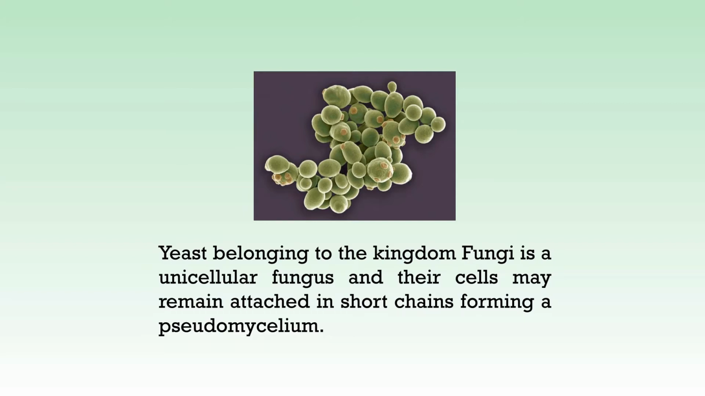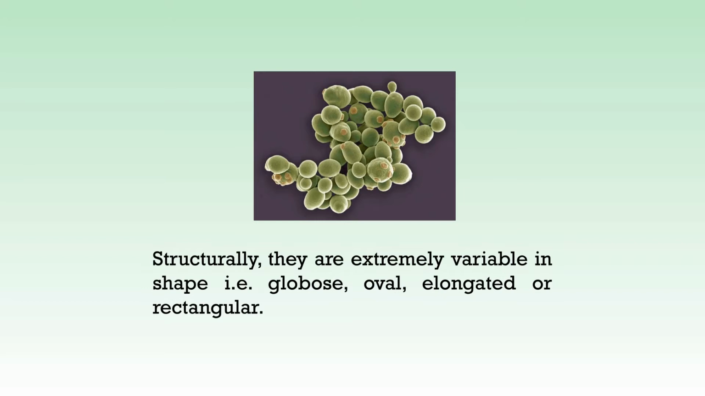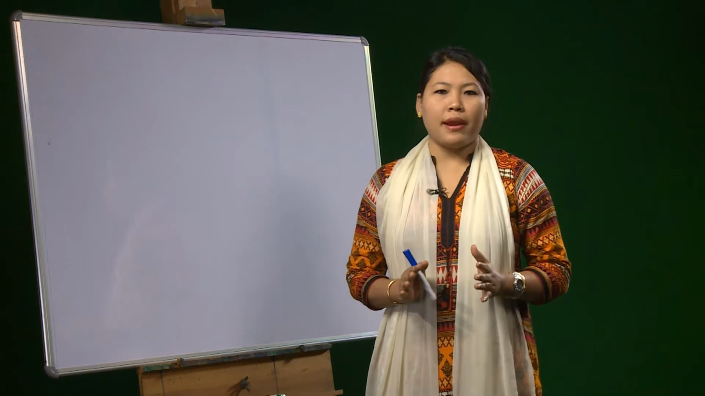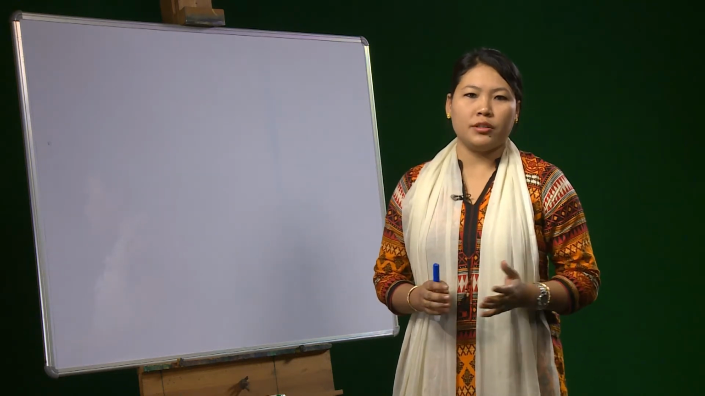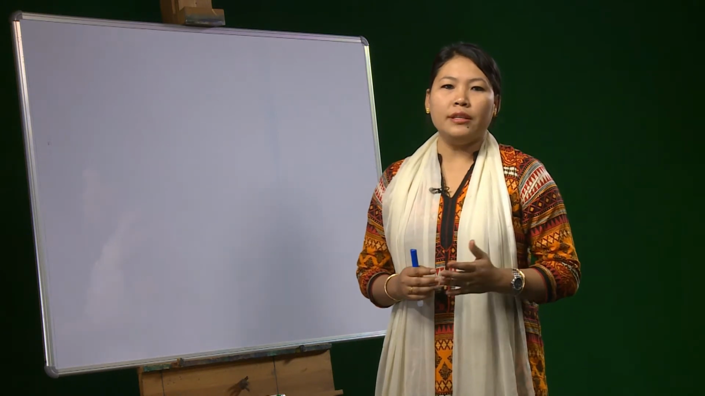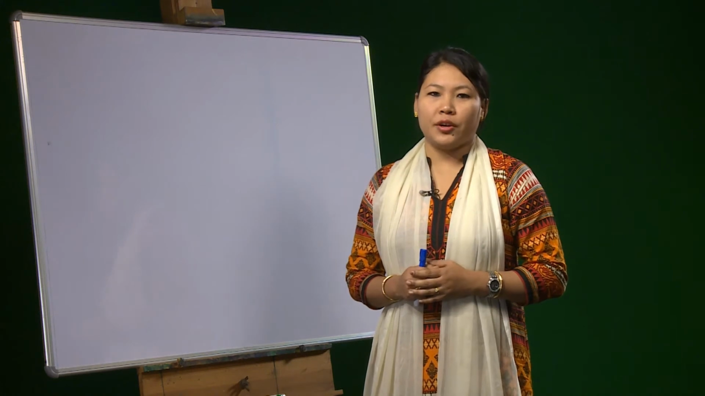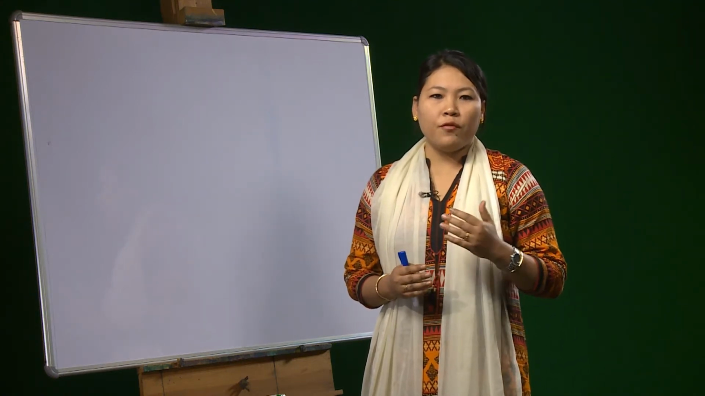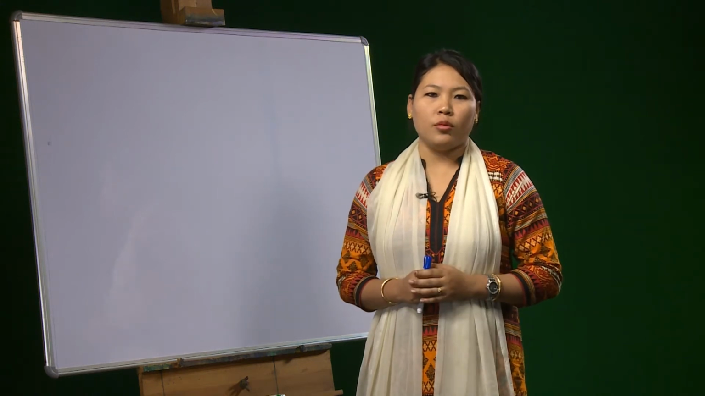chains, forming a pseudomycelium. So structurally, they are extremely variable in shape, that is, globose, oval, elongated, or rectangular. These yeast cells are minute and range from 2 to 8 microns in diameter and 3 to 15 microns in length. So these yeast cells are larger than that of the bacteria, and they have no flagella, that is non-motile, but do possess most of the organelles that are present in other eukaryotic cells. The cells are very polymorphic and are capable of assuming different forms depending on the medium in which they grow and their age.